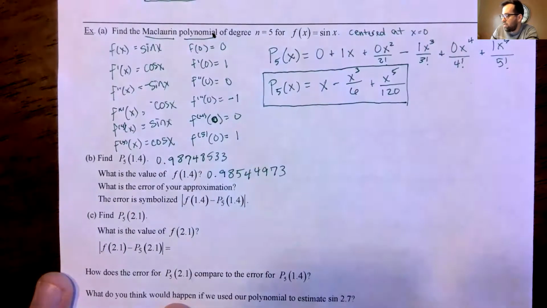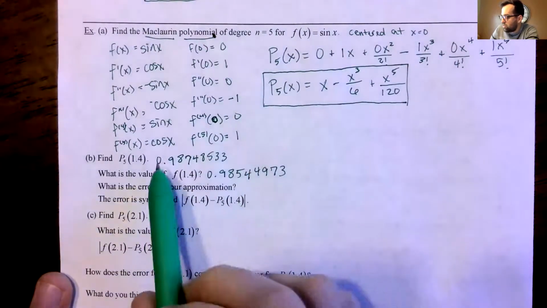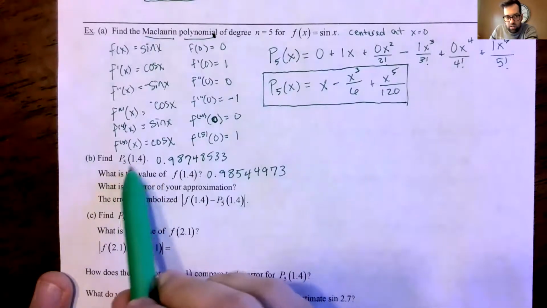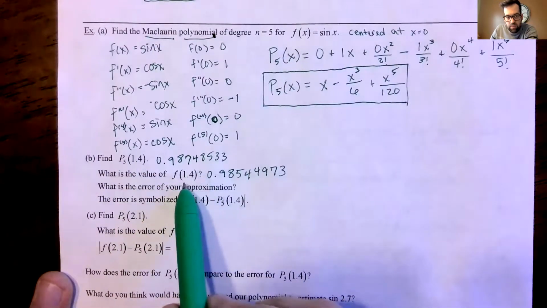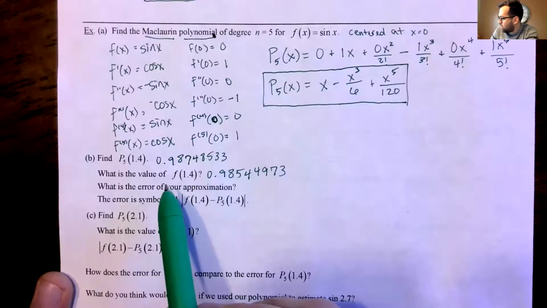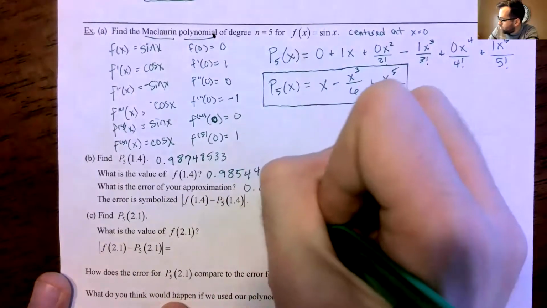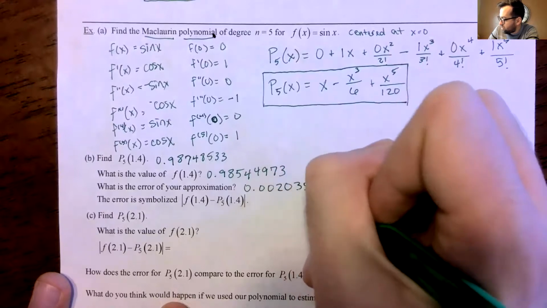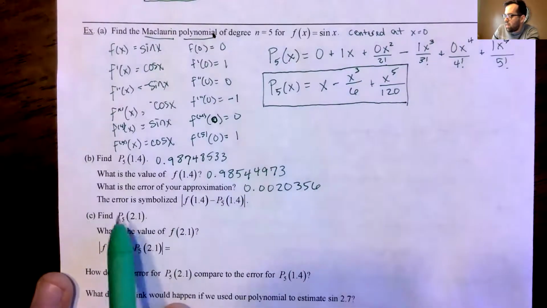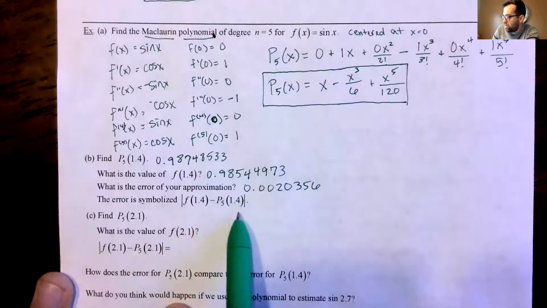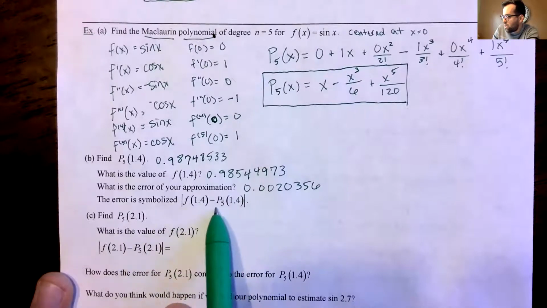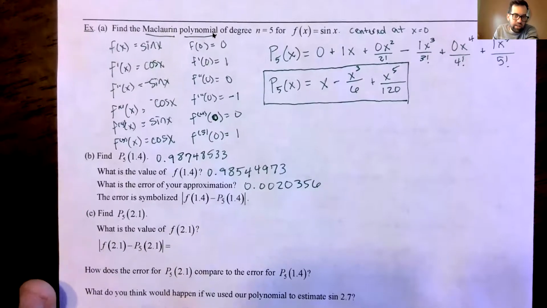So we end up with 0.985444973. The error in the approximation is the difference between our approximation and the actual value. And so that, in this case, if we subtract these, we end up with 0.0020356. And that error is symbolized by the absolute value of the function minus the approximation, which makes sense, right? That would be the error or the difference between the actual value and our guess.